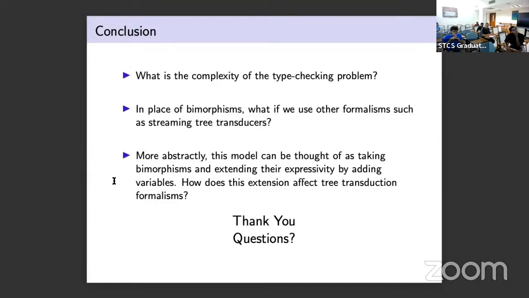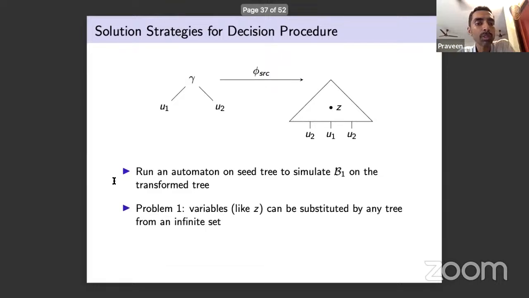So this last thing about adding variables, I didn't fully understand. You already had variables in your source tree, right? So what do you exactly mean by adding? So what I mean is the underlying transduction that we have. So let me go back to the formal definition.